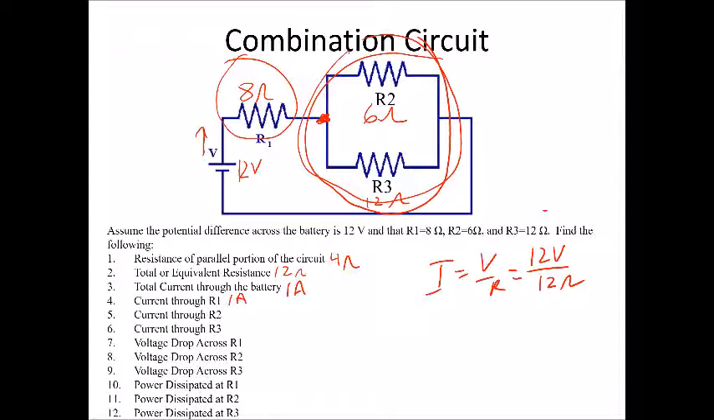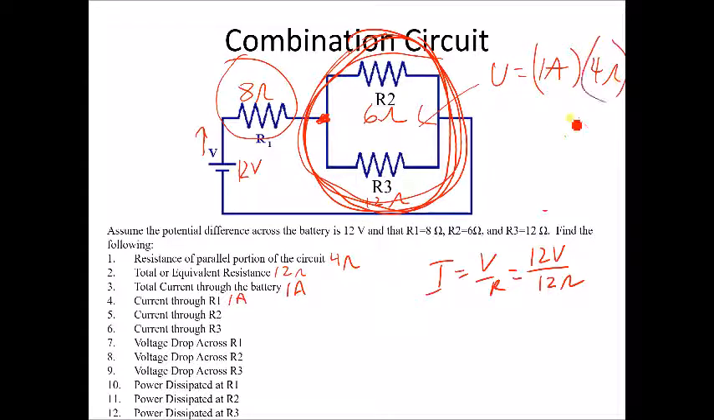Maybe the easiest way to think about that for right now is that if we're thinking of this whole thing as one resistor, all of the current has to go through it, 1 amp. It has an equivalent resistance of 4 ohms, which means the voltage drop across this whole parallel circuit is 1 amp, I, times 4 ohms, R. That tells us that the voltage drop across the parallel part of the circuit is 4 volts.